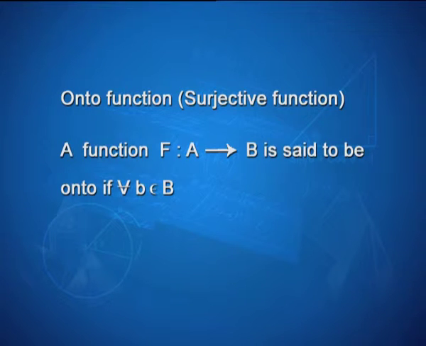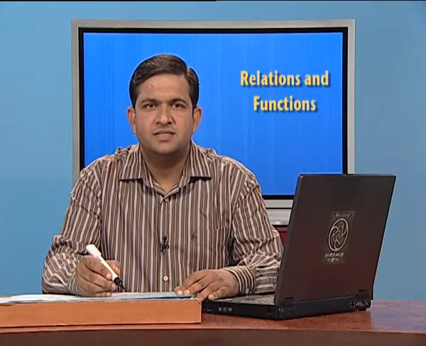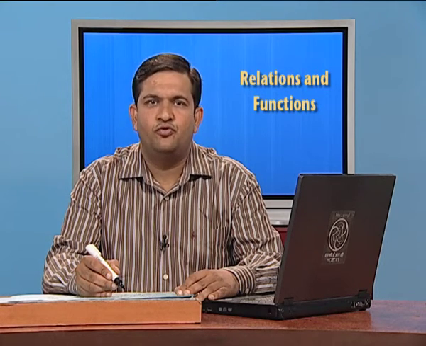A function f from A to B is said to be onto if for all b belongs to B, there exists at least one a belongs to A such that f of a equal to b. In other words, a function f from A to B is said to be onto if every element of B has at least one pre-image in A. Let us take an arrow diagram to explain onto function.